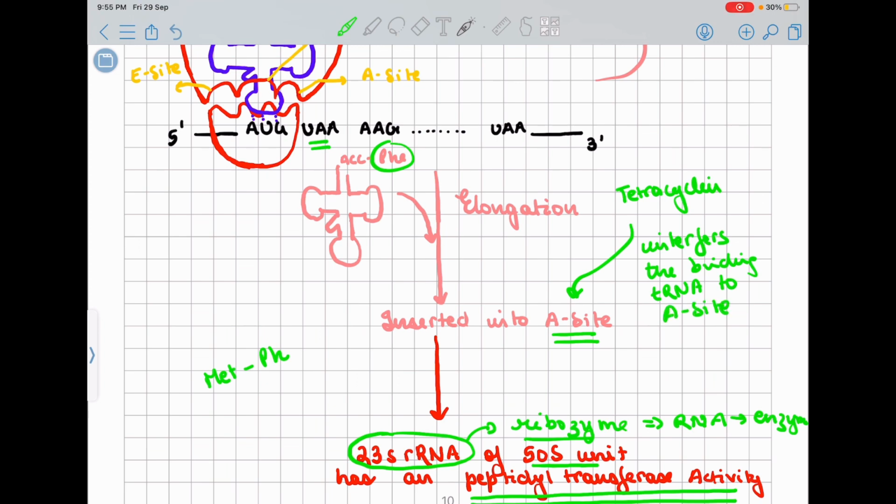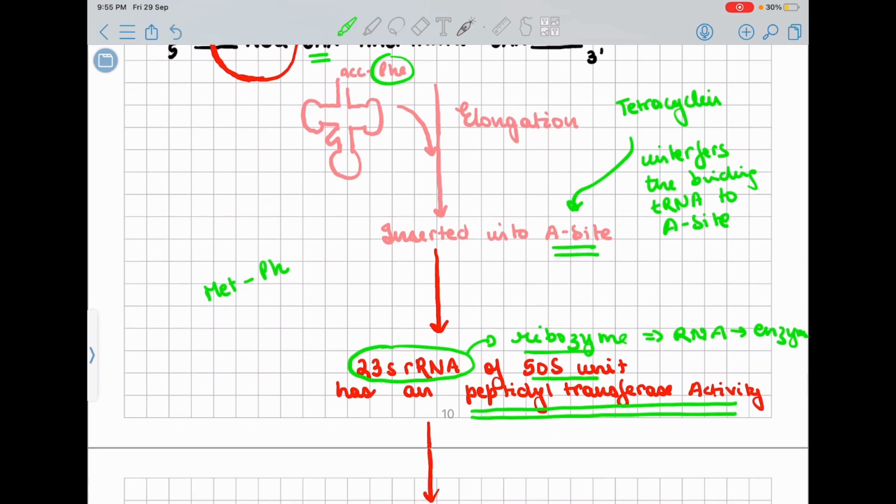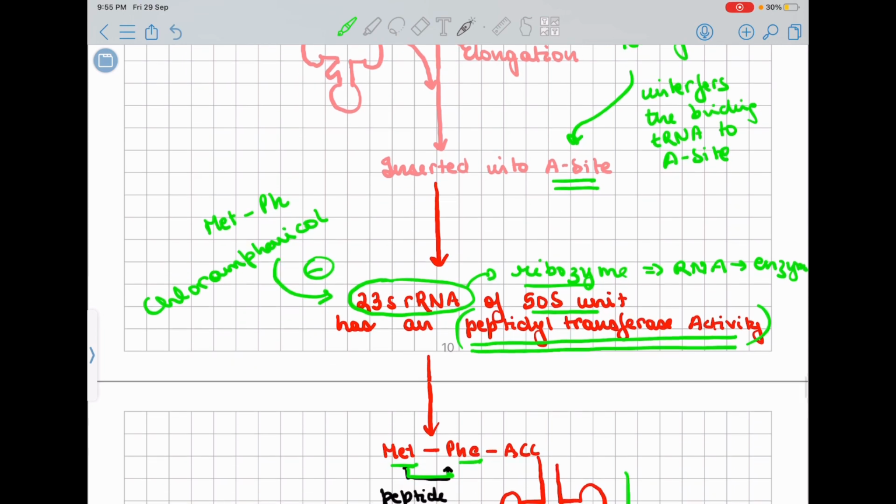Now, the last, chloramphenicol. Chloramphenicol inhibits the peptidyl transferase activity of 23S RNA. This is present in various cough syrups, right? So this inhibits the activity of 23S RNA. Thus, there will be no polymerization occurring. Thus, the polypeptide will not be formed.